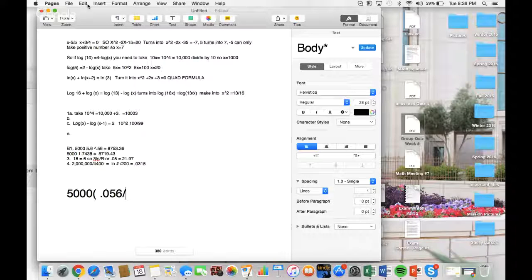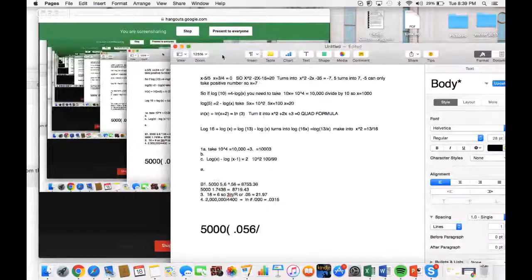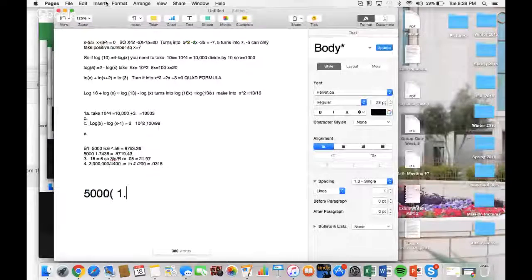So let's see. 0.056 divided by 4 is 0.014. Is that even correct? I think it is. And so that leaves you with 1.014, right? And then up here, you have to raise it to n times t. We know the number of years, it says 10 years, right?